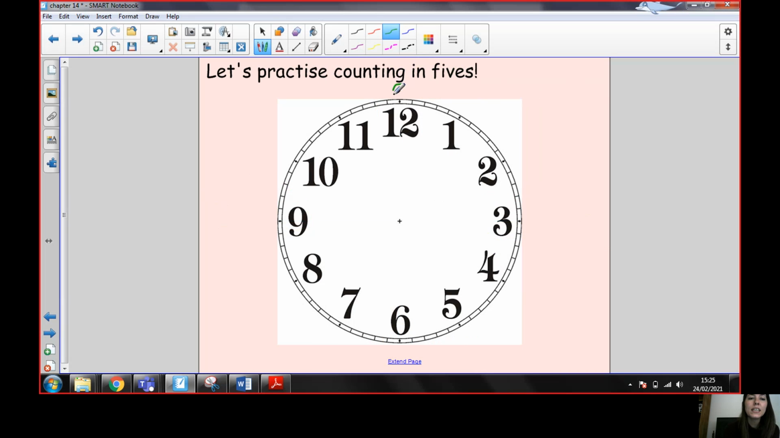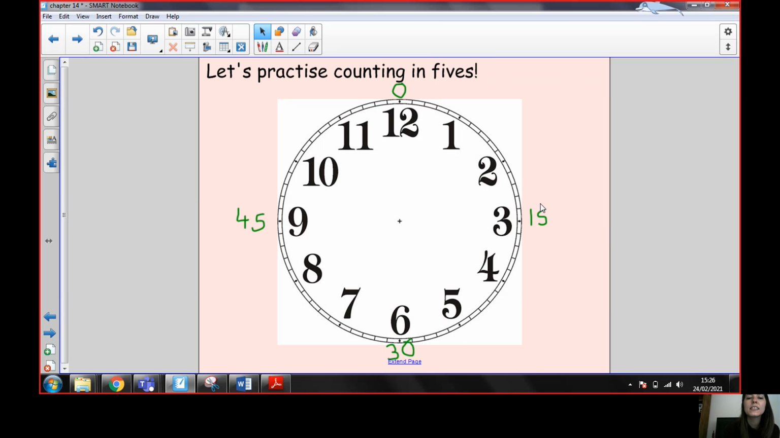So we have just said the 12 means 0 minutes. The 3 means 15 minutes. The 6 means 30 minutes. And we know that the 9 means 45 minutes. Now, I wonder if you would like to pause the video here and have a think if there's anything you notice about the numbers on the clock.